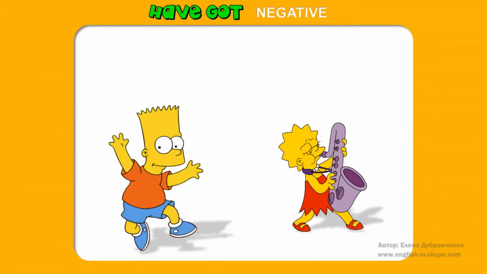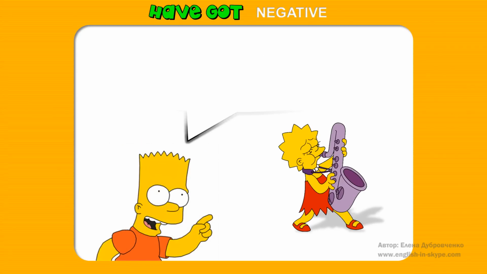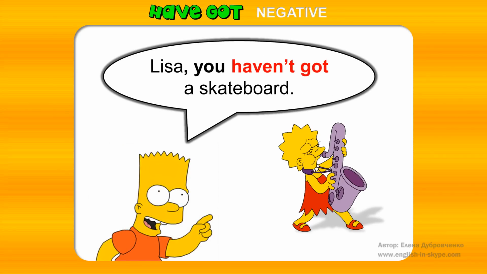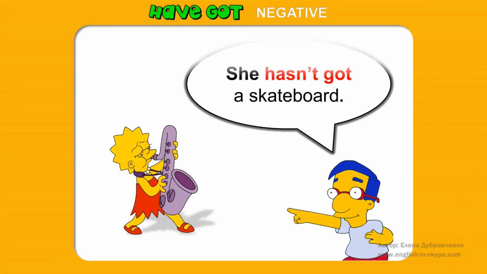Теперь посмотрите, как употреблять это в предложениях. I haven't got a saxophone. У меня нет саксофона. Lisa, you haven't got a skateboard. Лиса, у тебя нет скейтборда. He hasn't got a saxophone. У него нет саксофона. She hasn't got a skateboard. У нее нет скейтборда.